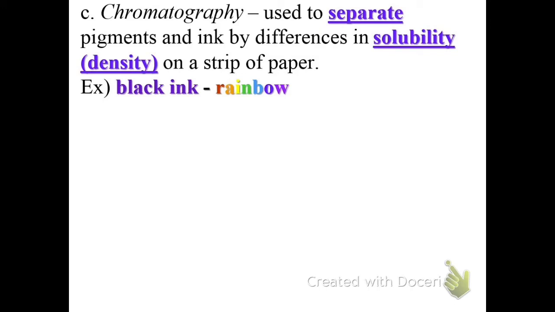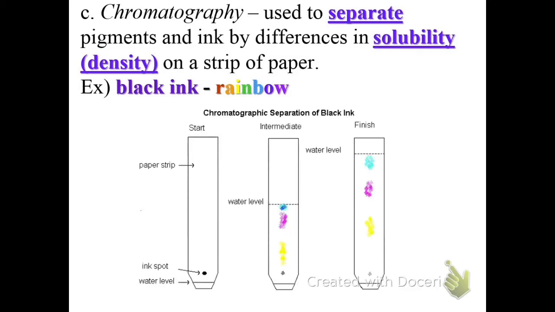Chromatography is another way to separate a mixture. This is usually done with pigments and ink based on their differences in solubility and their density. So you start out with something like a black ink, and it will separate out into its colors because the different colors of ink that make up a black ink are differently soluble in water and have a slightly different density in that water, and so they will separate out on a piece of paper.